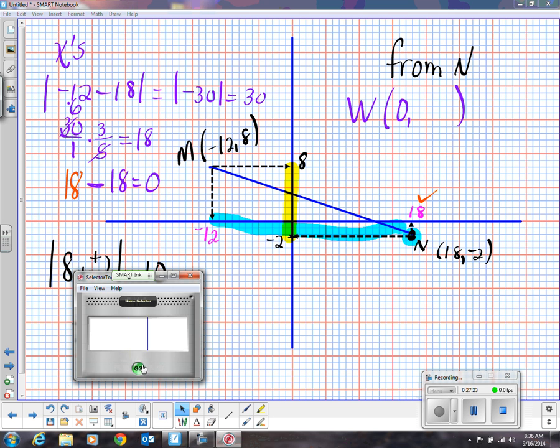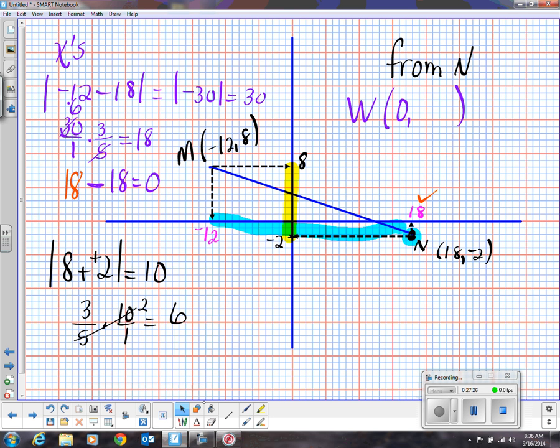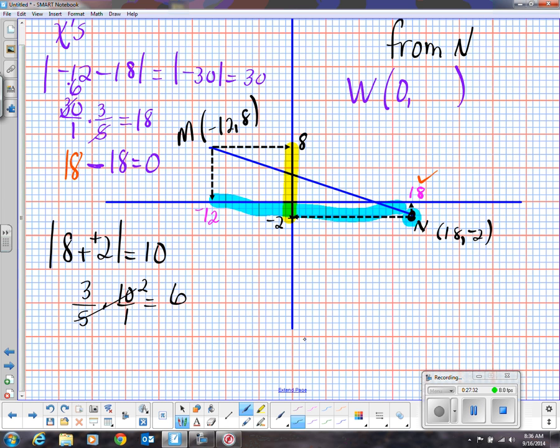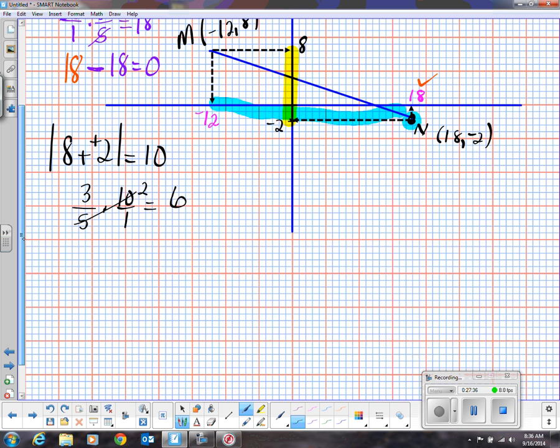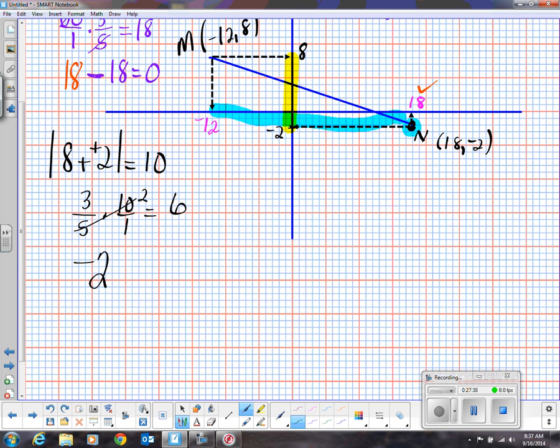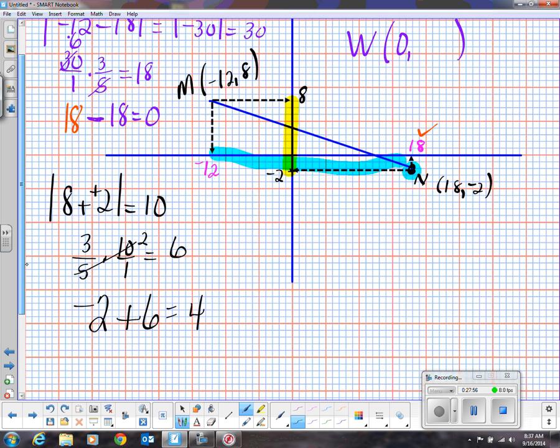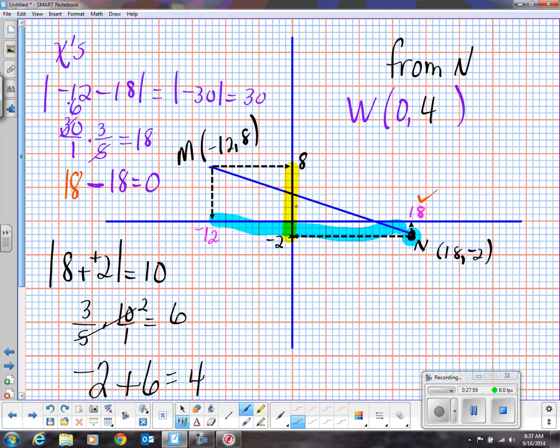Am I going to be moving up, or am I going to be moving down, Maria? I'm going to be moving up. So I'm going to say -2 plus or minus. Up means plus. So that means we're going to end up with, am I adding 8 or am I adding 6? I'm adding 6. So -2 plus 6 is 4. So (0, 4) should be my point W. So if I go over none and up 1, 2, 3, 4, is it on my segment? Then that means I did it right.